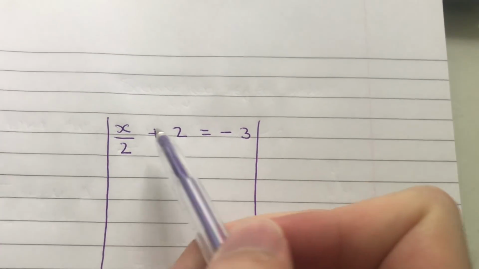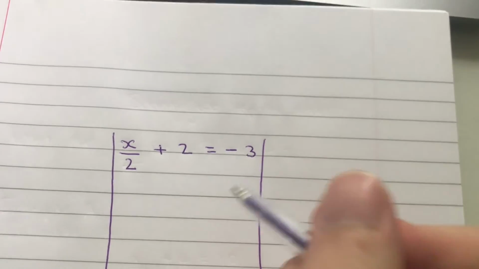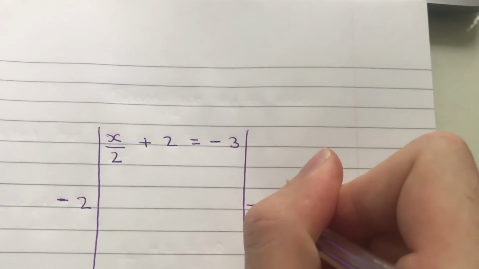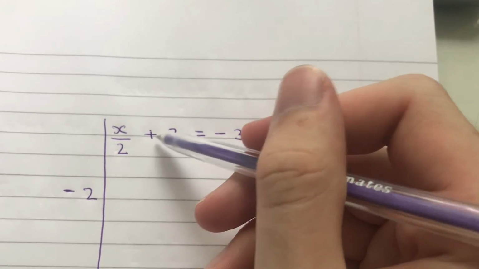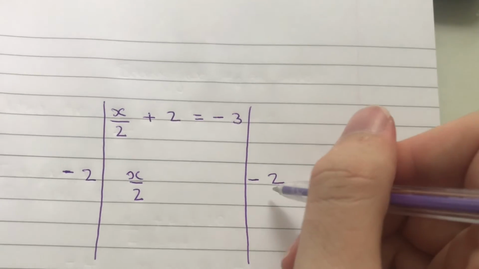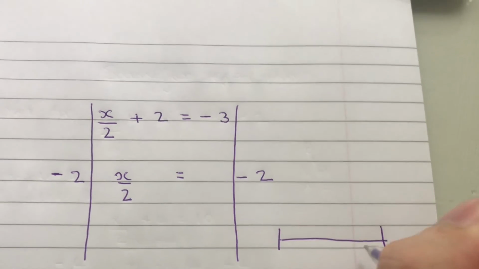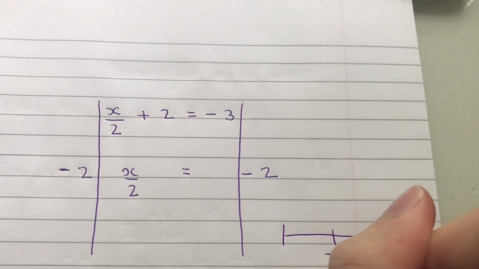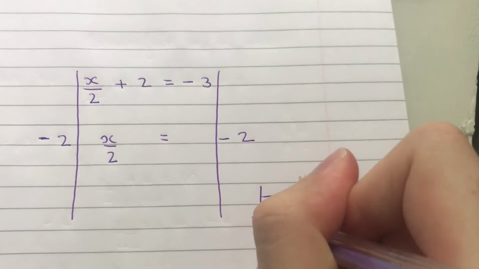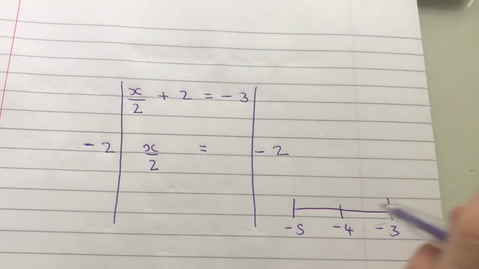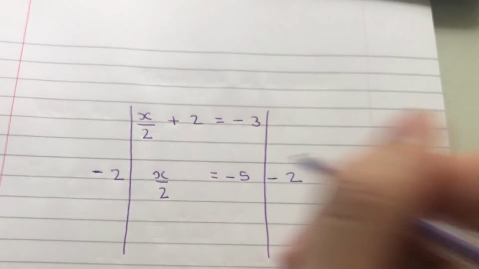So what's the opposite of adding 2? The opposite of adding 2 is to take away 2. You need to do that to both sides. So x over 2 plus 2, take away 2 would just be x over 2. And minus 3 minus 2. So think about our number line. We've got minus 3 here, minus 4 here, and minus 5. So if we take away 2 from minus 3, we go 2 more into the negative, which is minus 5.